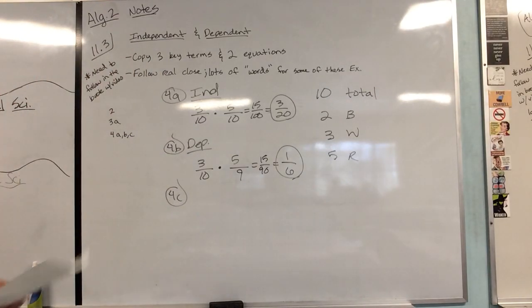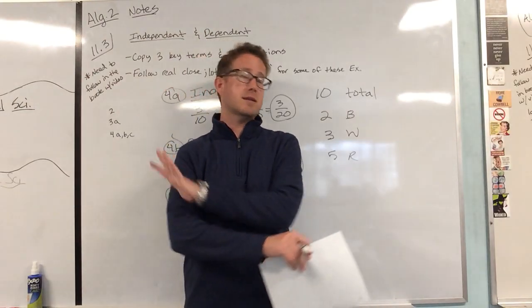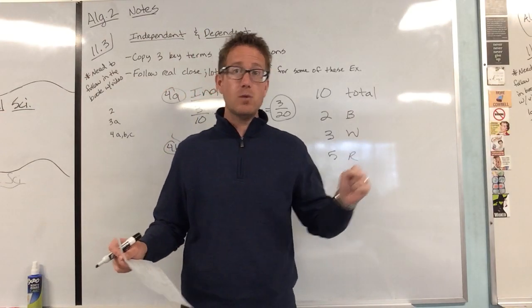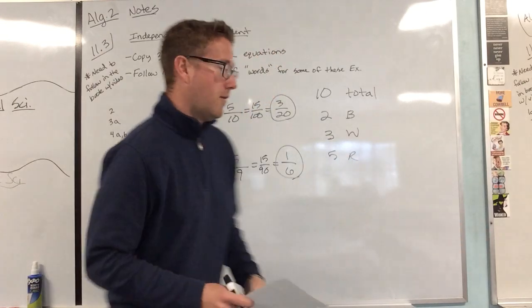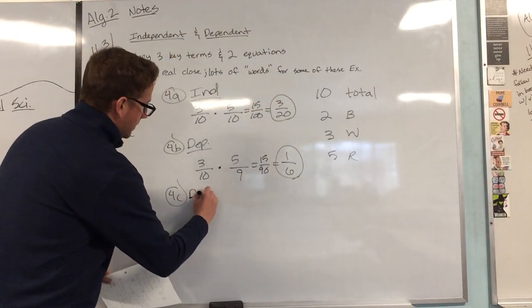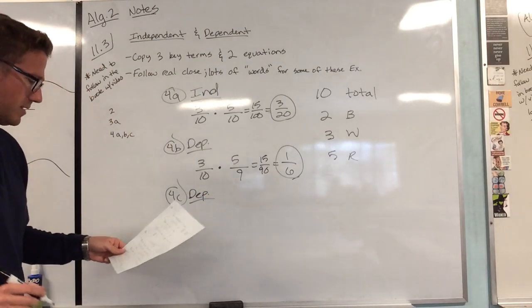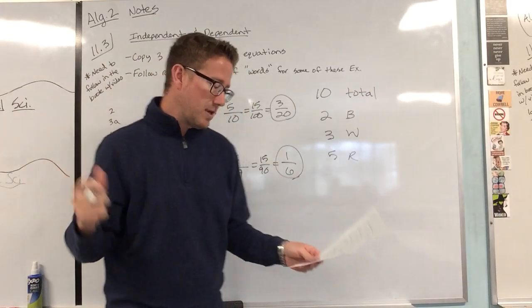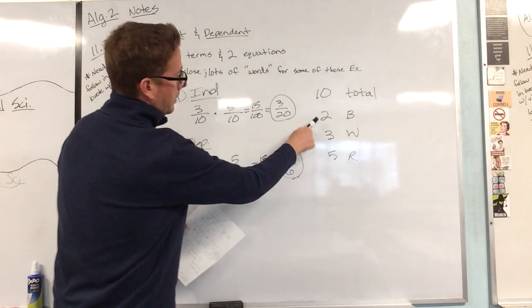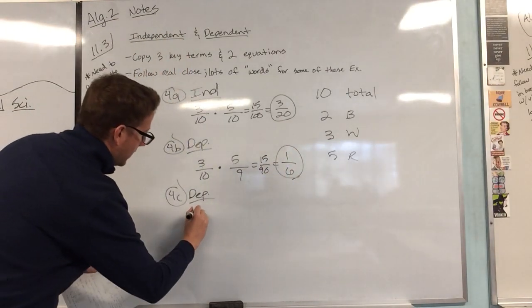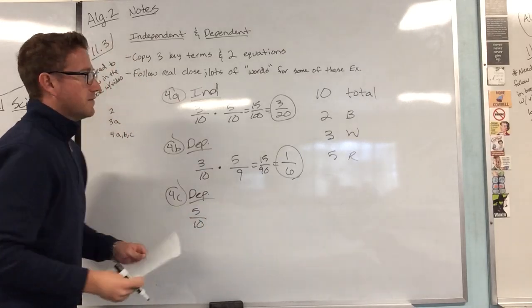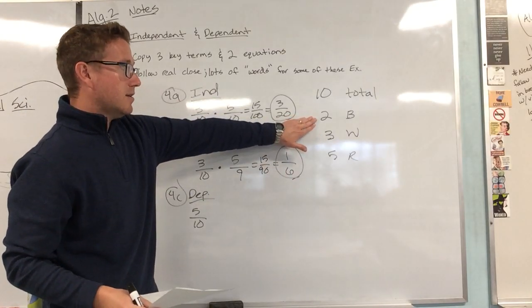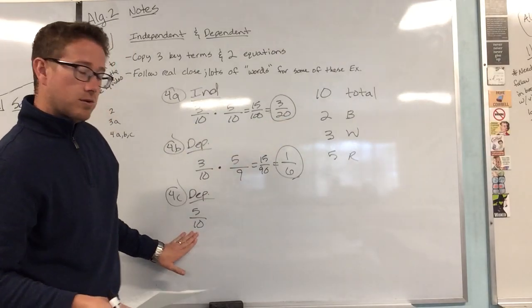Okay, last problem here, stay with me, don't fall asleep. 4C says selecting 3 non-red beads without replacing. Don't replace, meaning we take it out, we keep it out. Take another one out, we keep that one out. So this is a dependent. All right, and when it says non-red, that means we're picking out either a black bead or a white bead. So if we add those together, we got a 2 plus a 3. So we have a 5 out of 10 chance on the first one. Again, black or white added together is a 5 total out of 10 total beads.